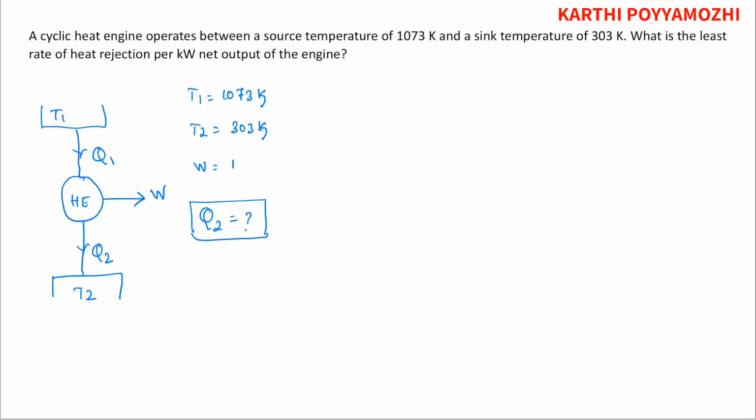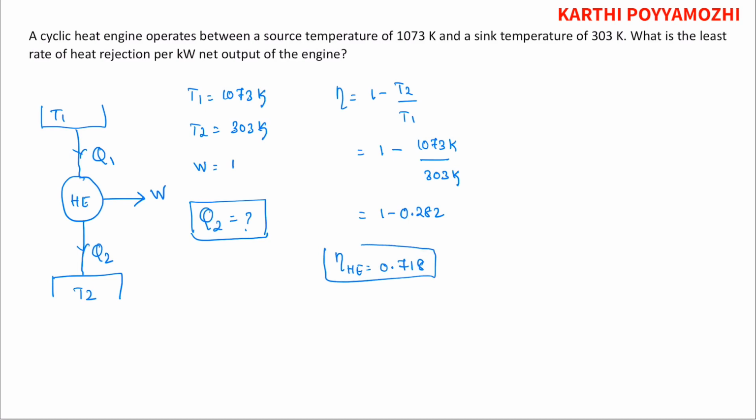The efficiency of a heat engine is given by the equation 1 minus T2 by T1. If you substitute the values of T2 and T1 in this equation, 1 minus 303 Kelvin divided by 1073 Kelvin, which is equal to 1 minus 0.282, the efficiency of the heat engine is 0.718. That is, we have found out the efficiency of the heat engine. By using this, you can find the value of Q2.